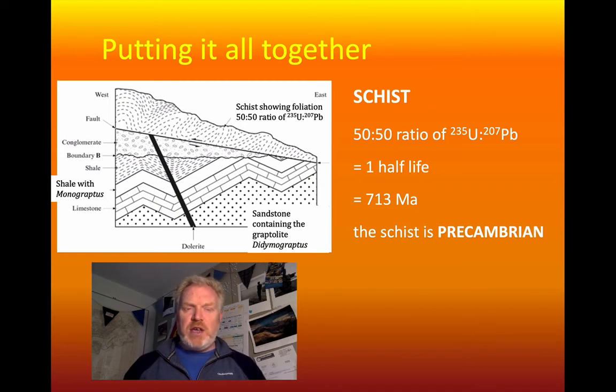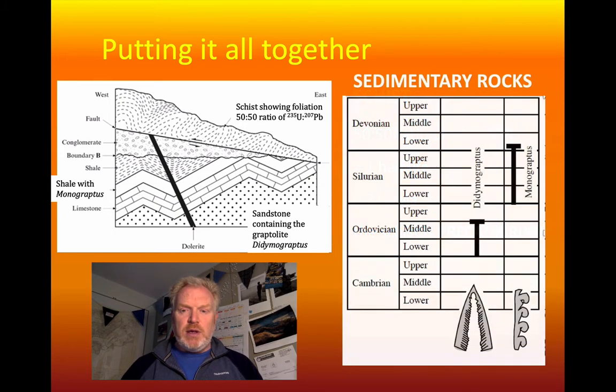Now, the only information we have about the age of these other beds that we find lower down is from the graptolites. And we've got two beds here where graptolite fossils have been found. The sandstone down at the bottom, which contains Didymograptus, the tuning fork graptolite. Now, Didymograptus is found in the lower and middle Ordovician periods. The shale that has Monograptus in must be from the Silurian period. So we've got at the bottom of this outcrop Ordovician rocks. Higher up there we've got Silurian rocks, and right at the top we've got Precambrian rocks.